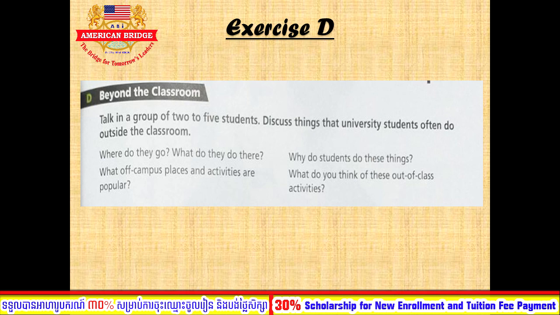It's very easy. All right, in groups of 2 or 3, discuss things that university students often do outside the classroom. So I think some of you right now maybe are planning to go to university, maybe some are not yet, but you can talk in a group about where they like to go, what they do there, what off-campus places and activities are popular, why students do these things, and what you think of this out-of-class activity, okay? So what it is about is you need to talk about what university students like to do when they're outside of the classroom, okay? So things that they can do aside from staying inside the university building, what else can they do outside of school, right?